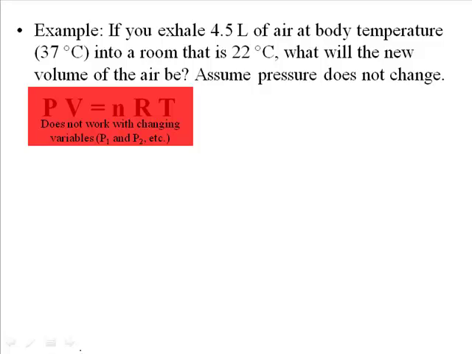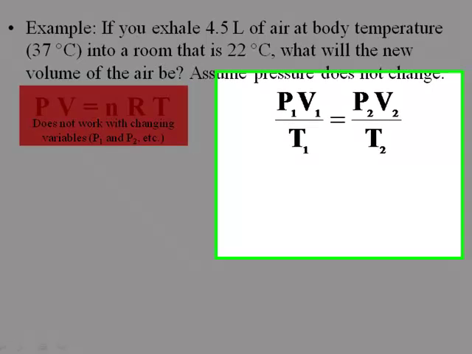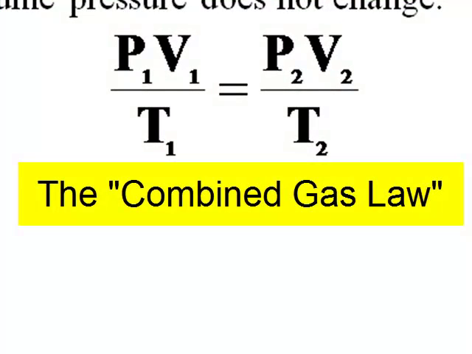The combined gas law simply isolates the variables that would change and sets them equal to each other. Because again, we know, based on Boyle's Law, pressure times volume has to equal a constant, and based on Gay-Lussac's law, pressure divided by temperature would have to equal a constant. So from that, we get the combined gas law. The initial pressure times the initial volume divided by the initial temperature is equal to your final pressure times your final volume divided by your final temperature.